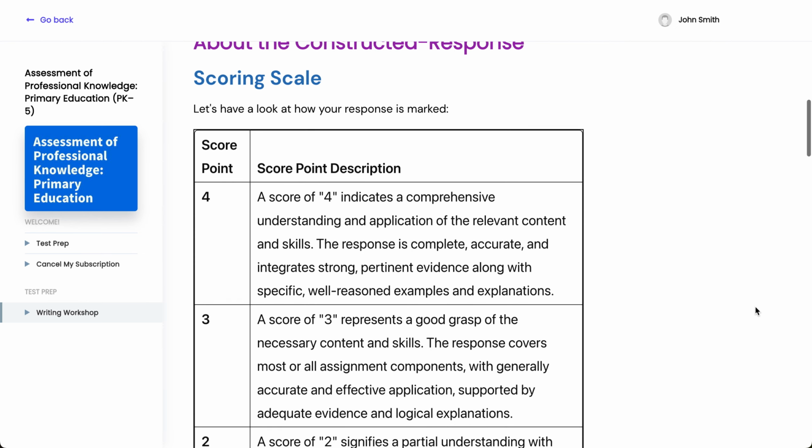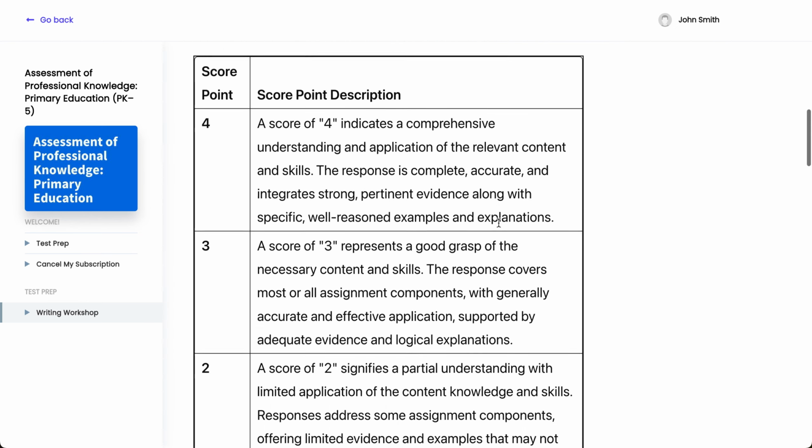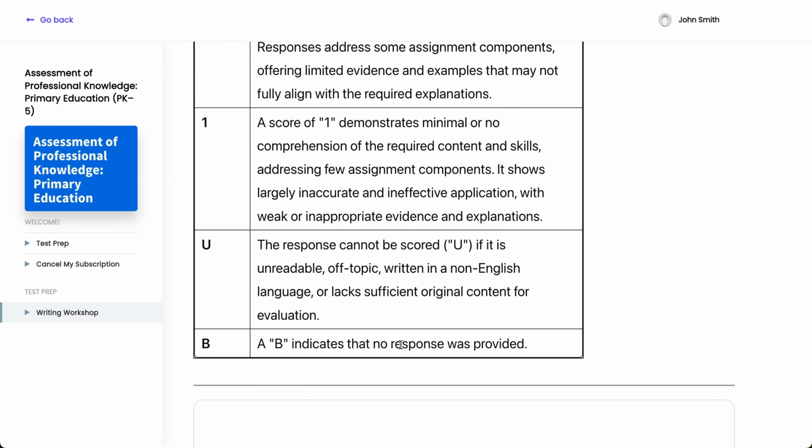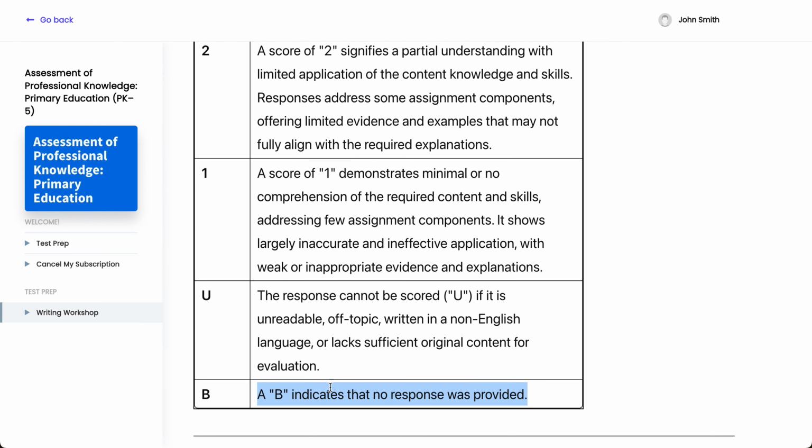So first things first, we want to understand the scoring scale of this exam. Let's start all the way at the bottom. If you get a score of B, that means blank, and what that probably means is that you didn't get enough time to write your response on test day. We don't want that, all right? But if you do, that's the score that you'll get.